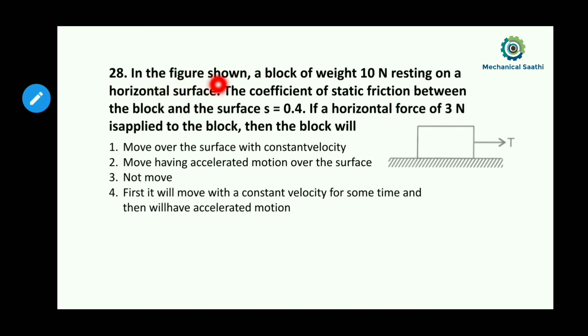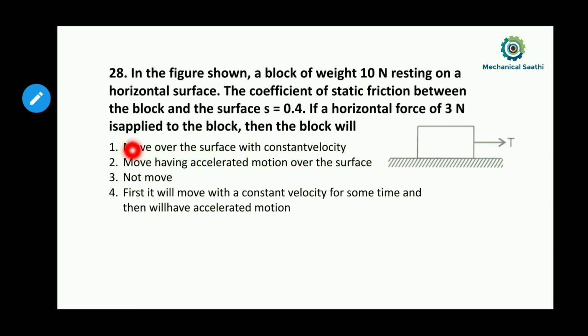In the figure shown, a block of weight 10 Newton is resting on a horizontal surface. So the weight of this block is given as 10 Newton. The coefficient of static friction between the block and the surface is given as 0.4, so mu is given as 0.4 over here. If a horizontal force of 3 Newton is applied to the block, then the block will what? Whether it will move or not move, let us first see that.